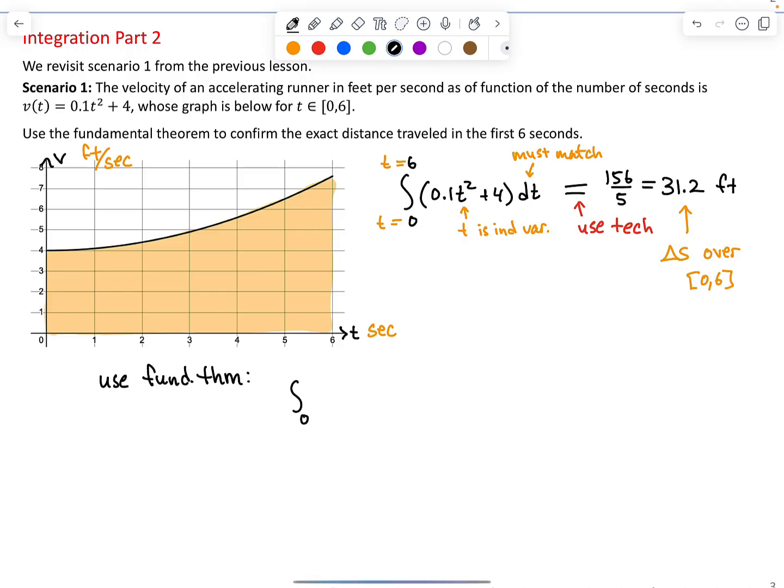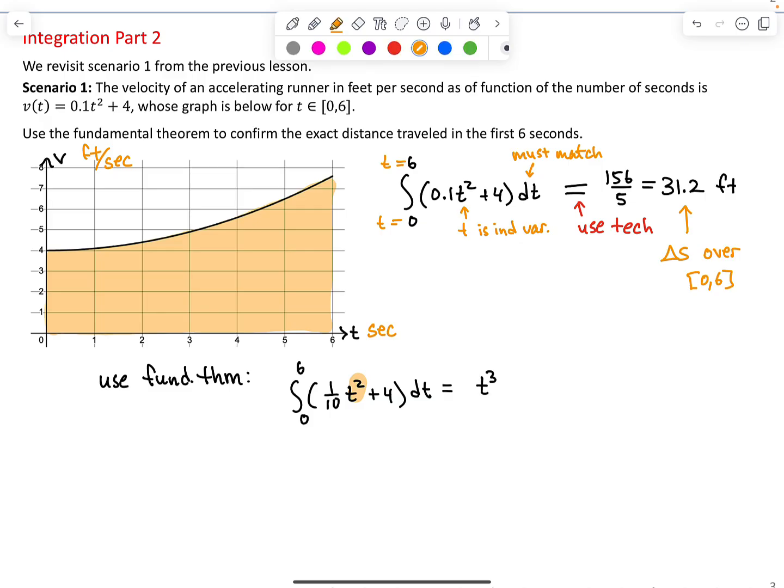So we begin with our integral from 0 to 6. I'm going to change 0.1 to a fraction, 1/10 of t squared plus 4 dt. The first thing I want to do is find an antiderivative of 1/10 t squared plus 4. And I can antidifferentiate term by term. Let's focus on this t squared. I would have to increase that power up to cube.